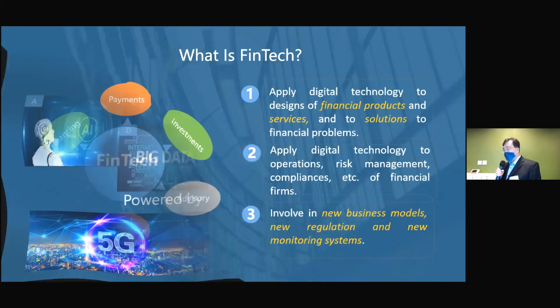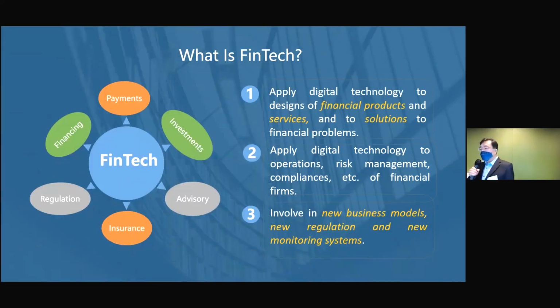I guess this side I don't need to talk about more. On the left-hand side, we are talking about the financial areas where we try to apply digital FinTech. These are a few major applications or functions in our finance: payments, investment, advisory, insurance, regulations, etc.